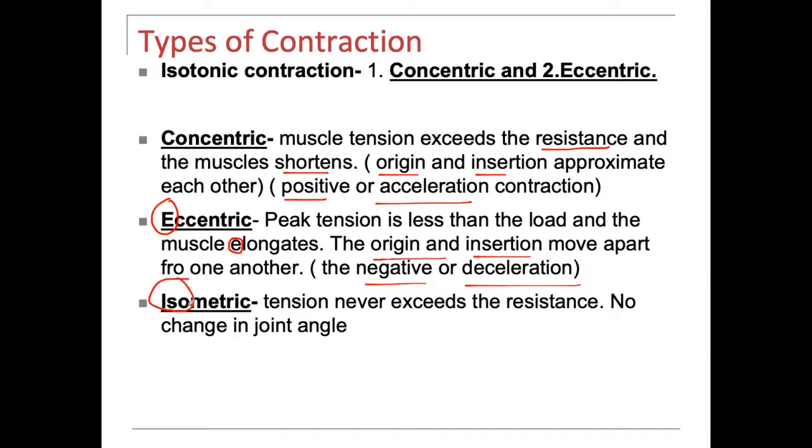And isometric, iso means same length. The tension never exceeds the resistance, so there's really no change in the joint angle.